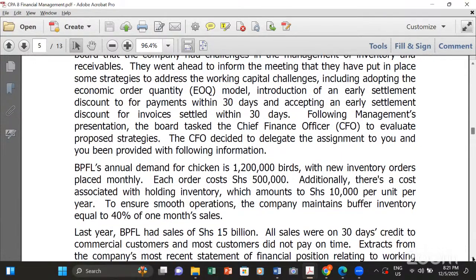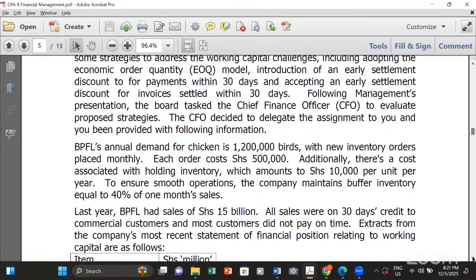The company's annual demand for chicken. This is annual demand. You can write. Let me first read because now I can't write. I need first to go back. But you note that the annual demand for chicken is 1.2 million bags. With the new inventory orders placed monthly, each order costs 500,000 Uganda shillings.